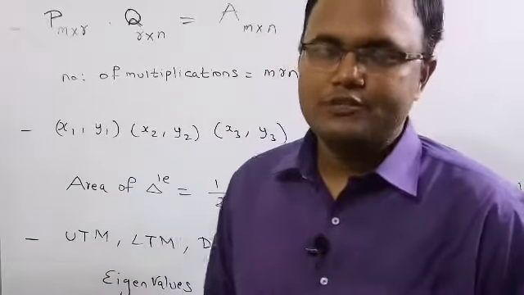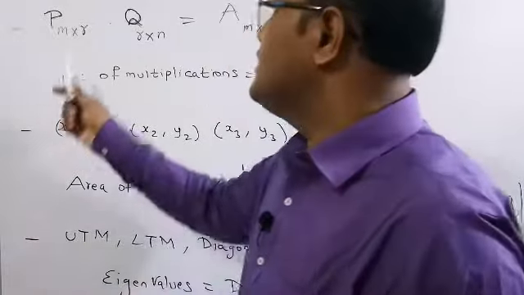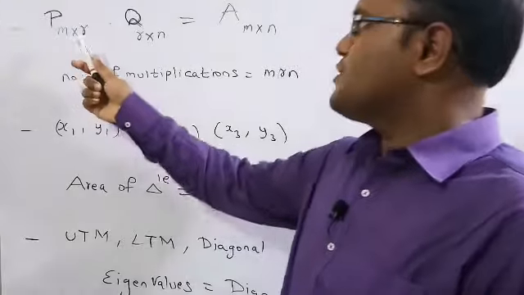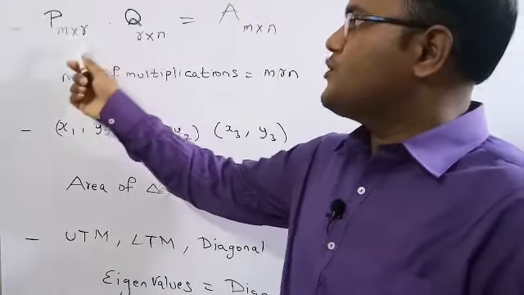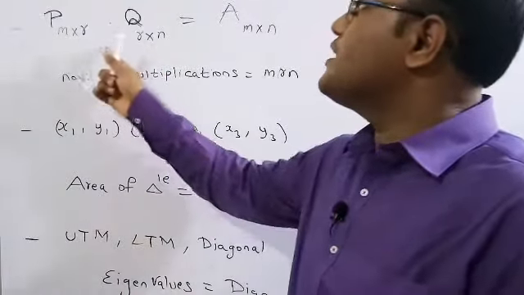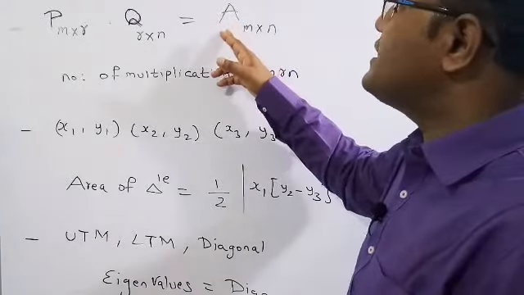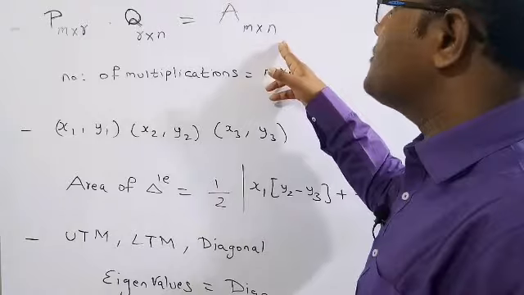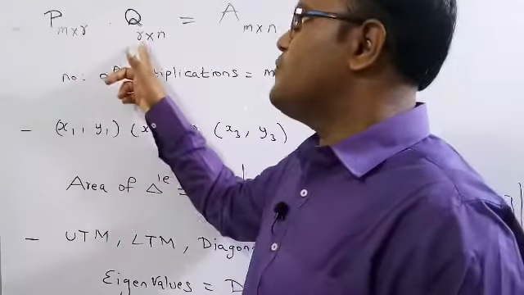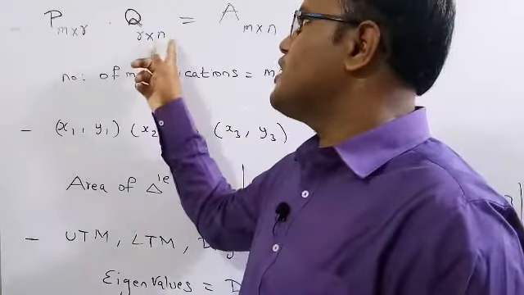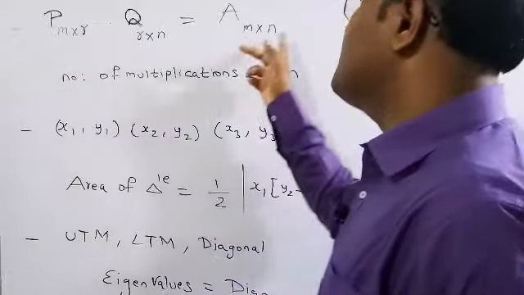Some more points we will discuss in this lecture. See here, matrices P and Q with orders M cross R and R cross N. After doing the multiplication, we will get a new matrix A whose order is M cross N, because R is common, right? So the uncommon terms are M and N, therefore M cross N.